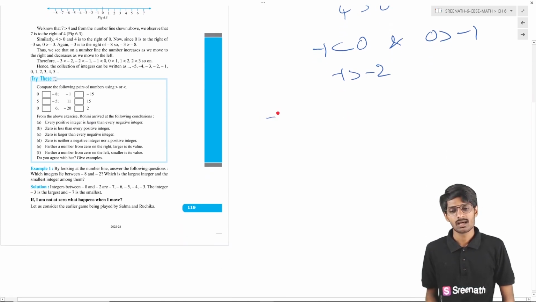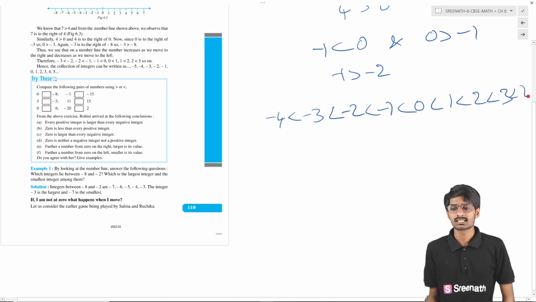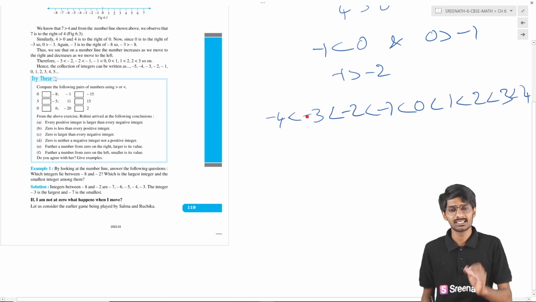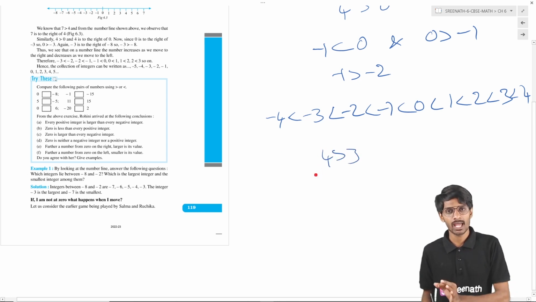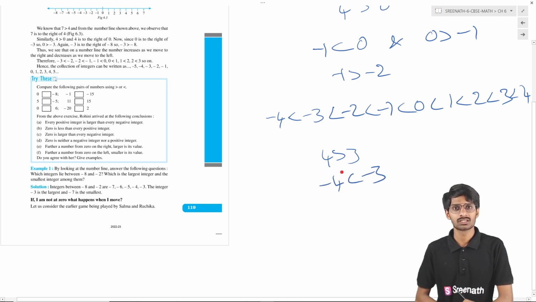The ordering is -4 is less than -3 is less than -2 is less than -1 is less than 0, 0 is less than 1, 1 is less than 2, 2 is less than 3, 3 is less than 4, like that, students. So this is the ordering of integers. In this way you have to order integers. In normal cases 4 is greater than 3, but whenever a minus is introduced, in the case of negative numbers, -4 is less than -3. You have to remember this point, students.